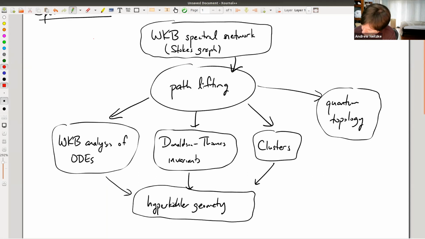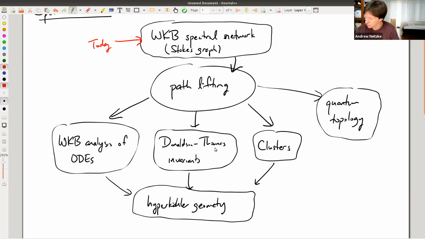Today, I'm just going to define this object called the WKB spectral network. And I'll beg you to believe for a day that this is going to be something interesting. This is going to have applications that will be developed in the following lectures. Okay, so that's the rough plan.